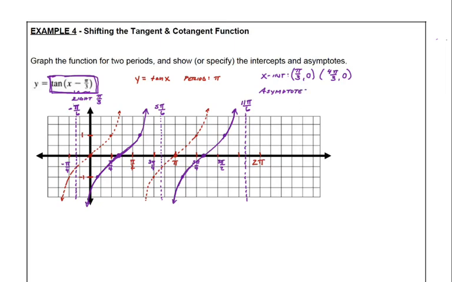And then my vertical asymptotes will be at the values I just identified: negative pi over 6, 5 pi over 6, and 11 pi over 6. So the process I'm going to use in general for tangent and cotangent is graph tangent and then shift that tangent function to the right pi over 3.